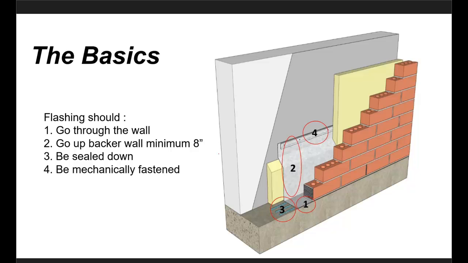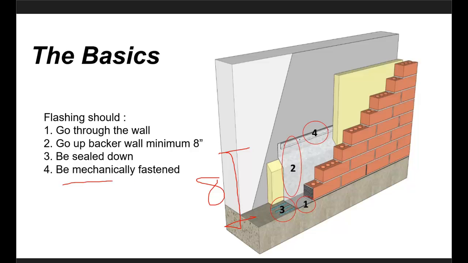Number two, people will ask how far up the backer wall to detail your flashing. Our minimum right there is 8 inches. That's just the minimum. You can certainly go higher. You want to seal your flashings down. Don't lay them down dry. If you have a drip edge, seal your flashing to the drip edge and seal your drip edge down. We're just trying to prevent any wind-driven rain, water getting into and under and between those components.